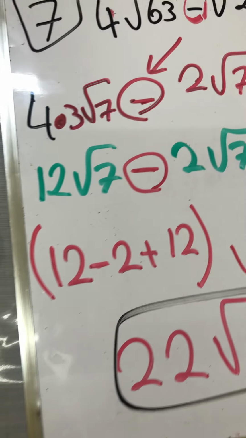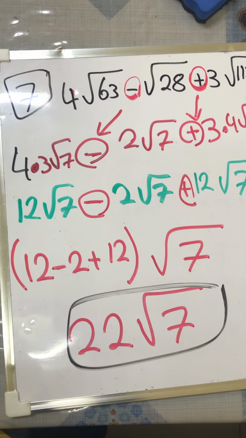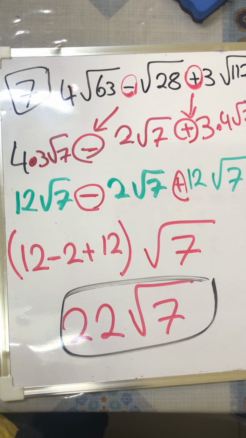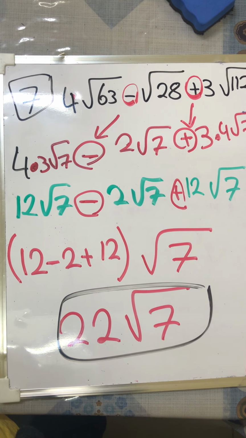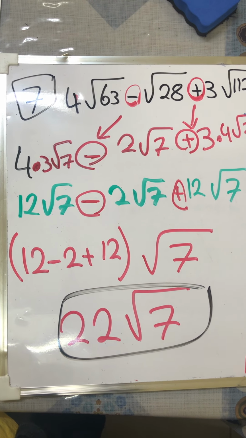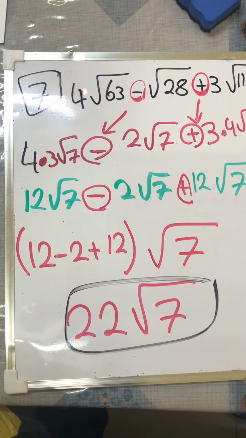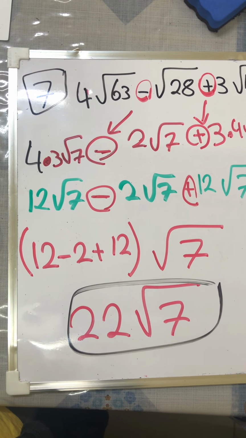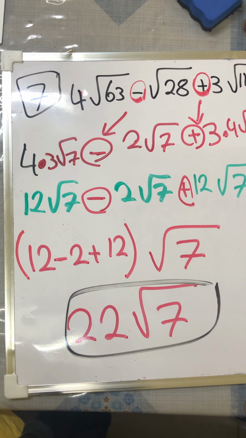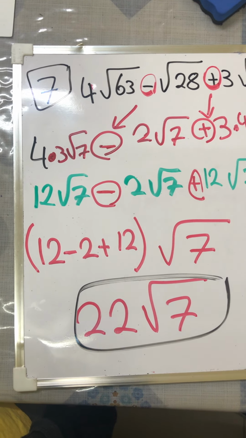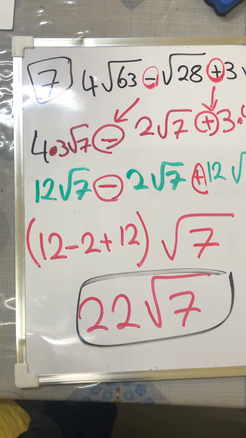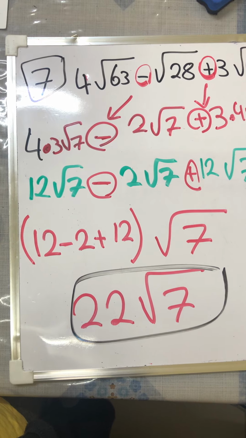Now I have 12 square root of 7 minus 2 square root of 7 plus 12 square root of 7. I'll write square root of 7 just one time as a common factor. And what is left? 12 minus 2 plus 12. The final answer is 22 square root of 7.